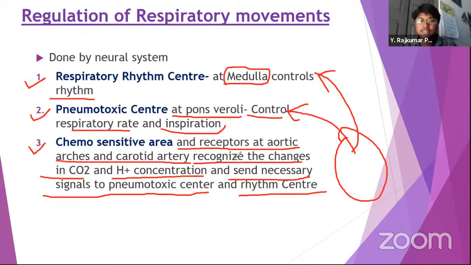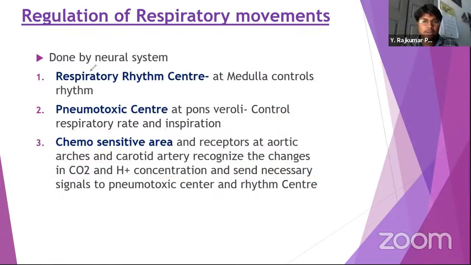These two centers start regulating the movement. If it requires more breathing, the breathing rate will increase. If it requires less, then the respiratory movement or the breathing pattern will be decreased. Hope you are able to understand. Remember these two centers, the respiratory rhythm center and pneumotaxic center. Remember these receptors also. It's a chemosensitive area present in the aortic arches of the heart. Okay, dear students, let's learn the next slide.